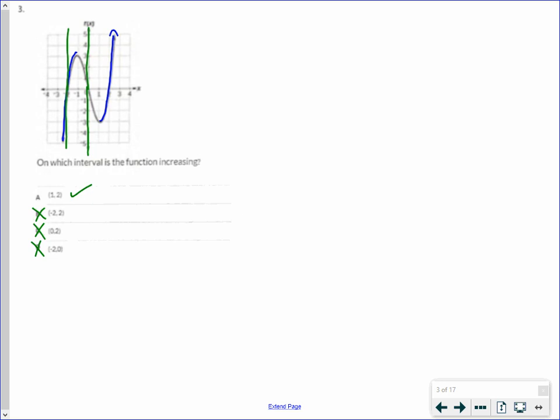Let's go ahead and redraw our lines for A, which was from 1 to 2. This interval here up to here. And on that interval there, we're fully increasing. And this is for answer choice A. So that means our answer for 3 is A.